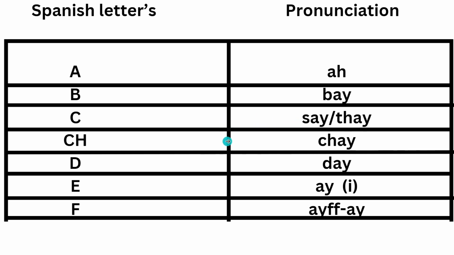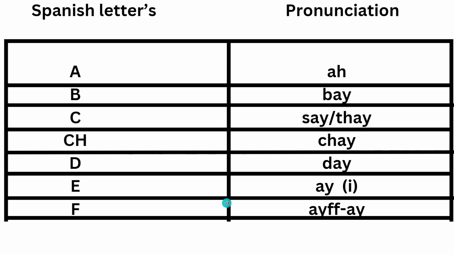Coming to the special letter which is CH, we say it as che. Now coming to D, we say it as de. Now E, we say it as I. You have to focus here that in English we say it as E, but here we say it as I. These are very basic things which we have to keep in mind while learning this language.